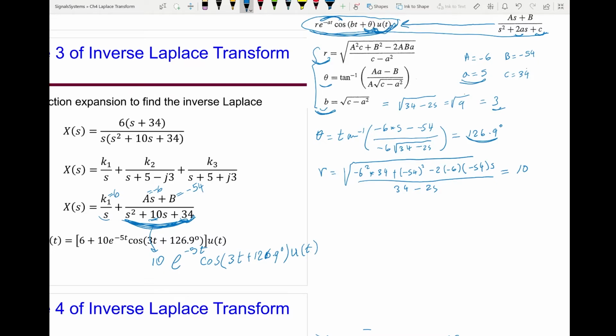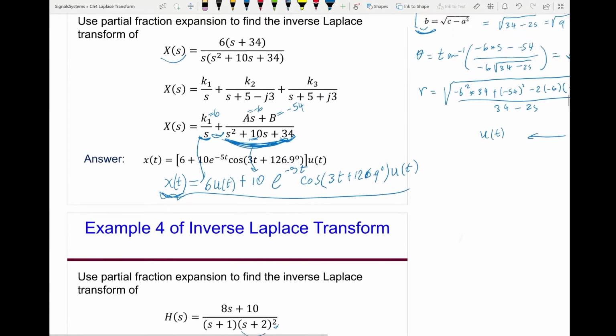Okay, now what about here? 1 over s, or 6 over s. Well, from the table we know that for 1 over s, the inverse is u of t. So then for this one, the inverse will be 6 u of t. And that plus is here. And that's the answer. So this is the expression of X of s in the time domain, x of t.